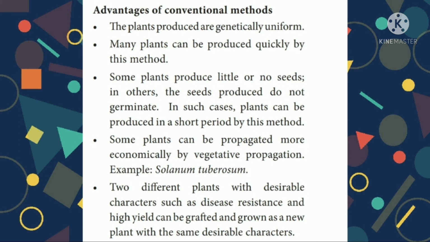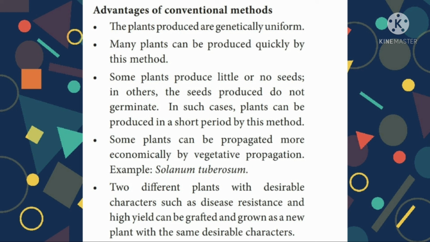Third, some plants produce little seed, or some plants produce no seeds, so we use this technique. And fourth, some plants can be propagated more economically. So many commercial plants are also grown by this technique. Example, Solanum tuberosum, that is potato. And if you prefer qualities of two different plants, we can blend the two qualities into one plant, which is possible with the help of grafting techniques.